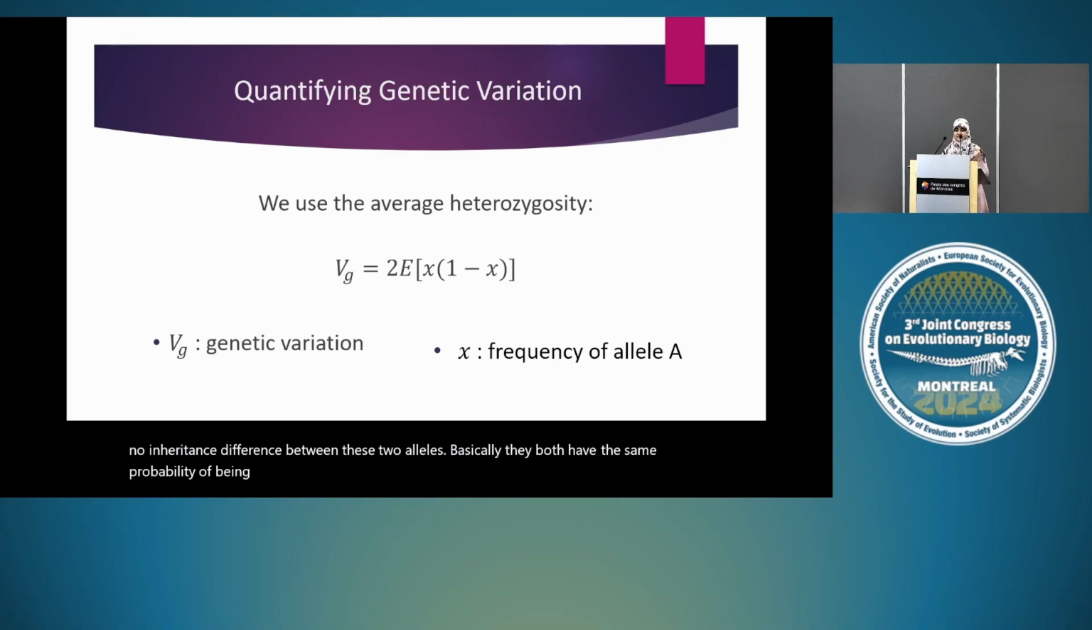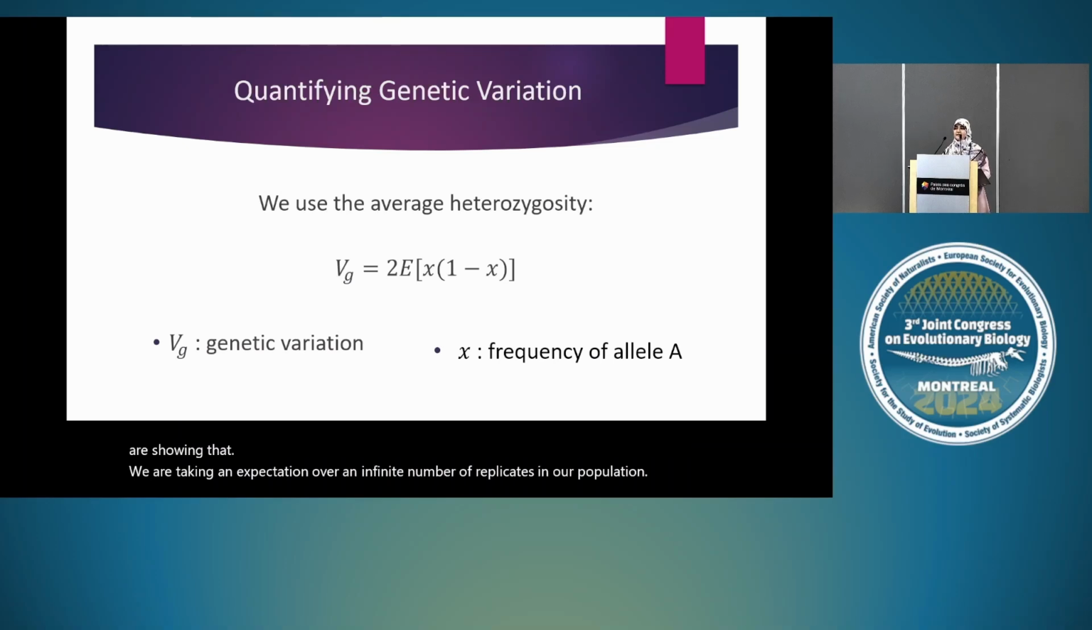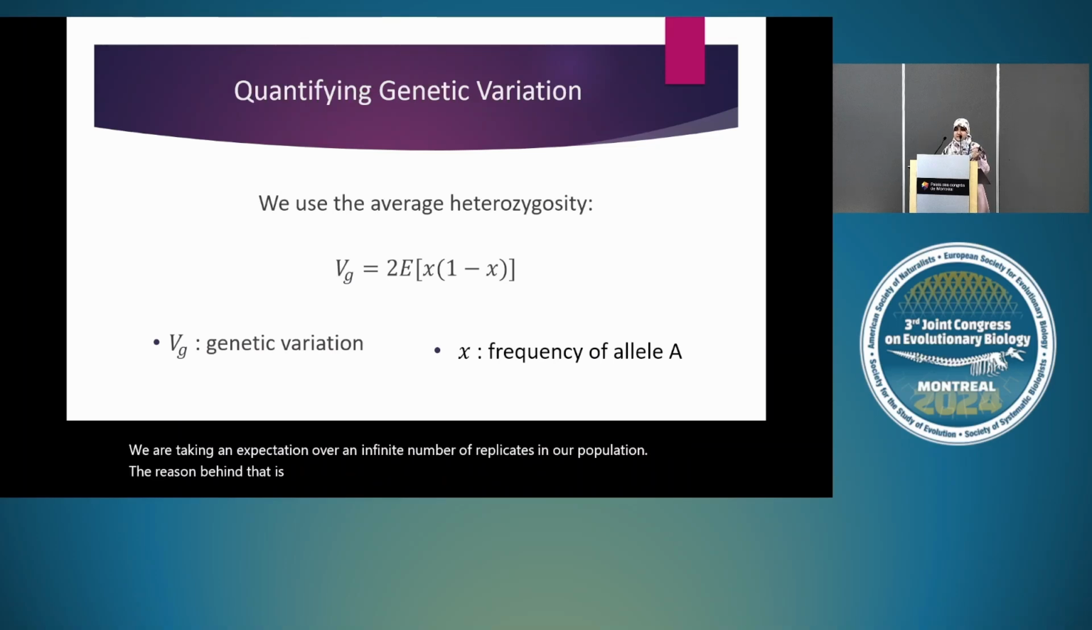On the other hand, we are seeing an expectation there, showing that we are taking an expectation over an infinite number of replicates of our population. The reason behind that is the frequency x is actually not a fixed value. It varies with time, and we need to account for all of the different values of x and their different probabilities.